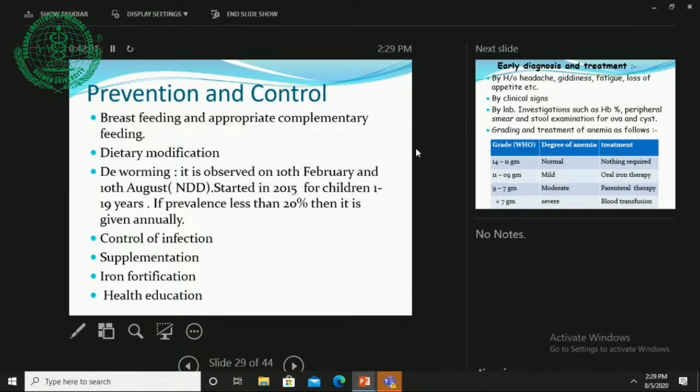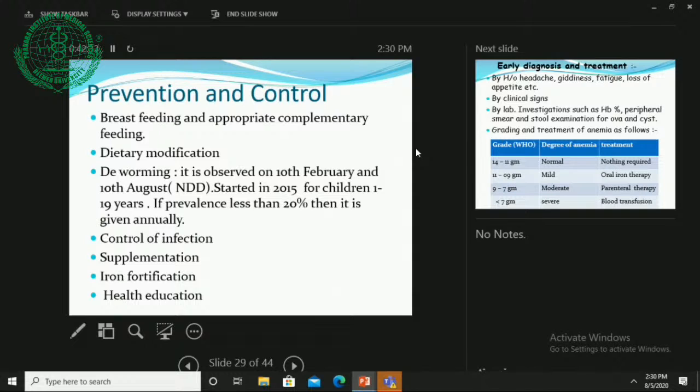So the iron which we get from pulses will be increased, or the absorption will be enhanced. Then one should not consume tea after meals because tannin interferes with the absorption of iron. Then you should not take milk along with iron. Like if you are advising a mother iron tablets, ask her not to take the iron tablets with milk, because calcium in milk will interfere with the absorption of iron.